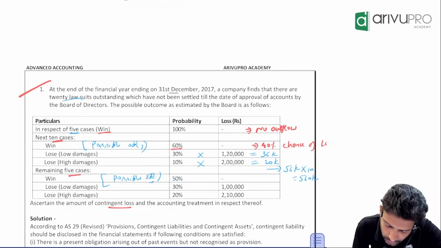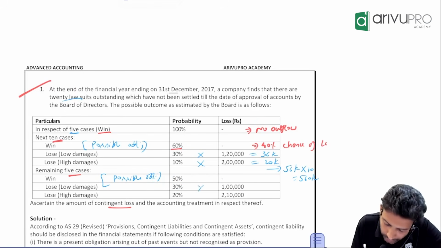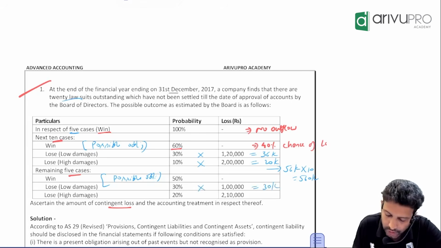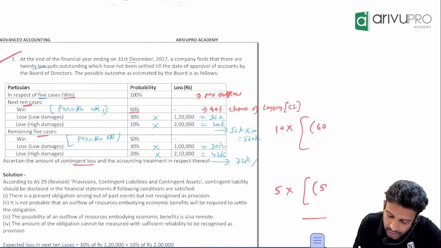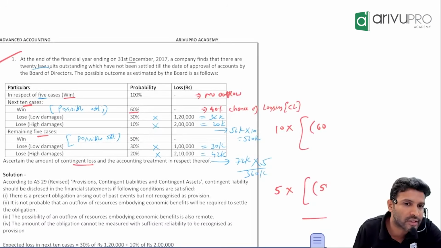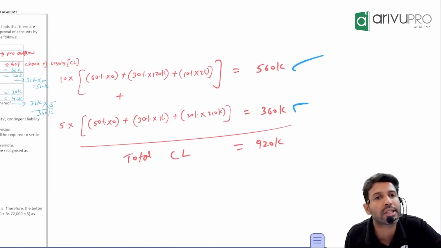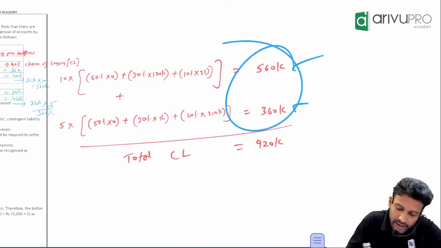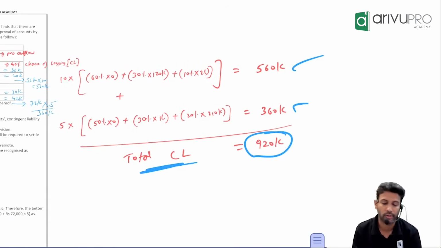No. There is a 30% chance of losing. How much outflow? 1 lakh. Multiply. How much is this? 30,000. 20% chance does this. 21 2s are 42. So total is 72. Correct? 72,000 for how many cases? 5 cases. 360. 3,60,000 for these cases. So for the next 5 cases, totally you have to disclose contingent liability of 360. Add these two. That is the total contingent liability you need to disclose.